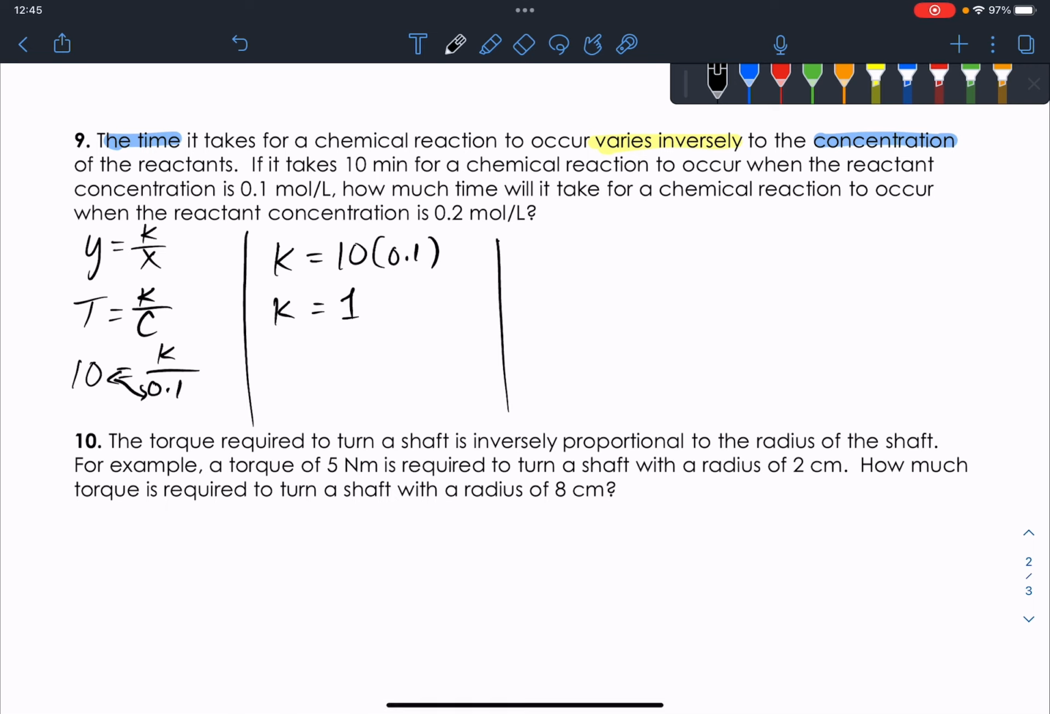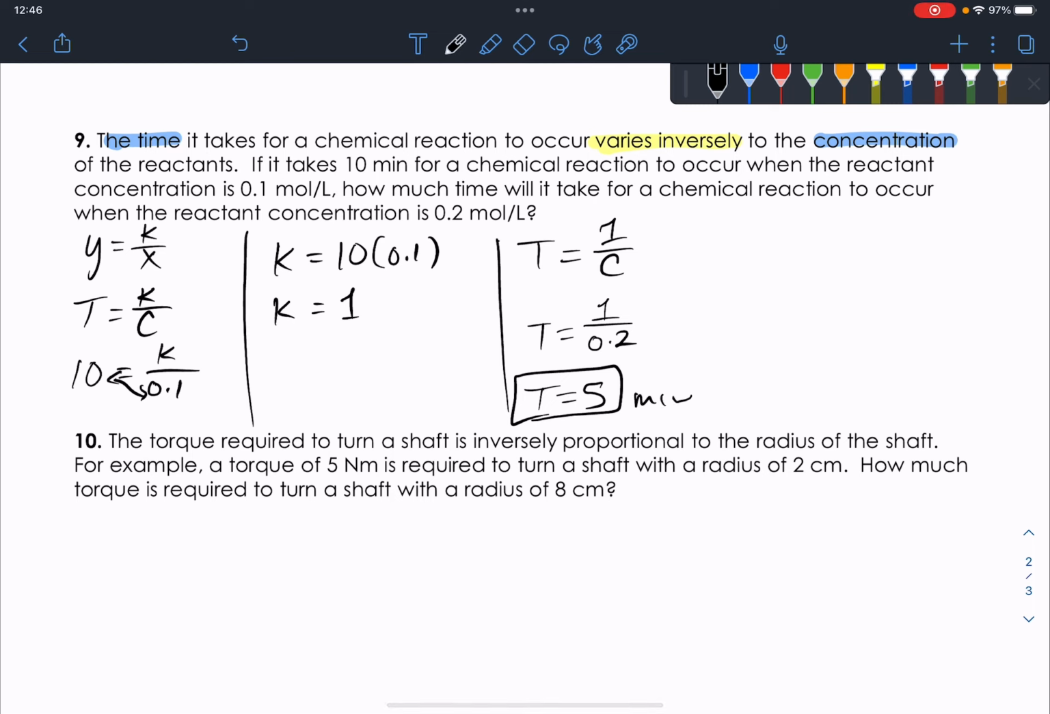So now plugging in the value of K into the initial equation that we had, we can now get that T equals 1 divided by the concentration. And now we can figure out the time it takes for a chemical reaction to occur when the concentration is 0.2. And that's going to be 5. So it takes 5 minutes for the reaction to occur with a higher concentration.